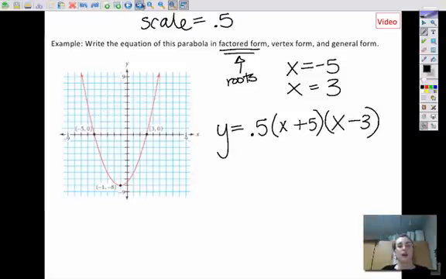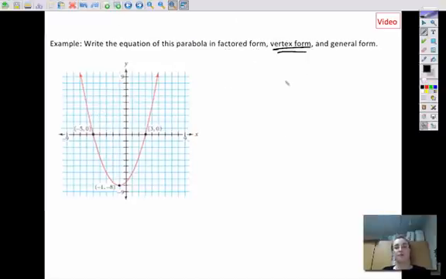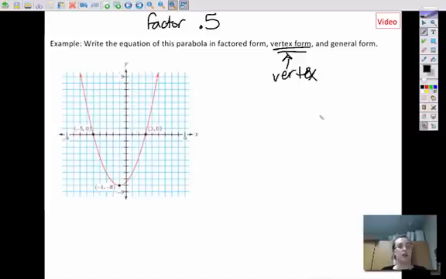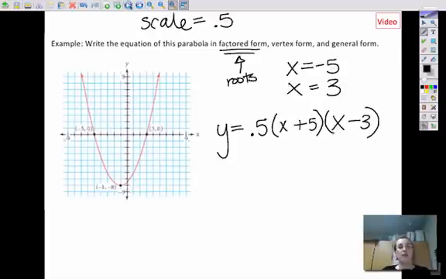Okay? Now, if I'm going to do vertex form, I'm going to use the scale factor of 0.5 just like I did last time. And I'm going to input the vertex. Okay? Vertex form is named for the vertex. So I'm going to use -1, -8 as h and k into my vertex form.